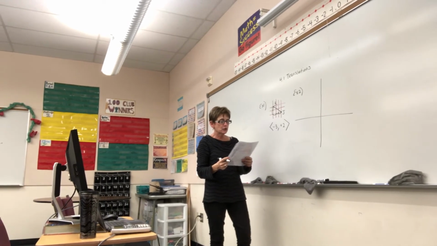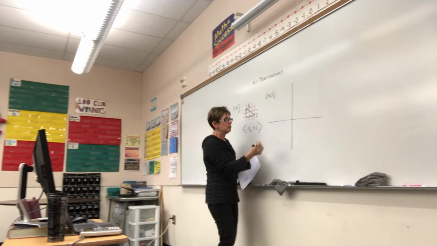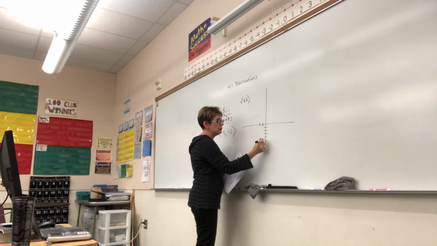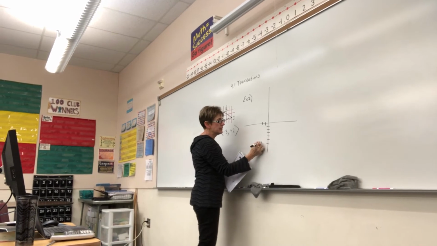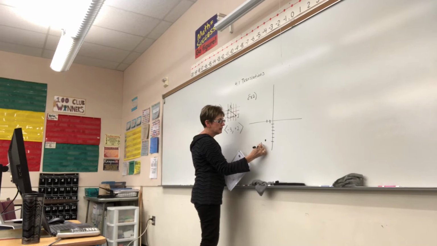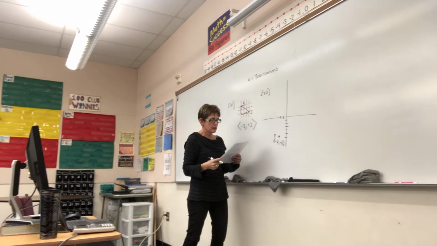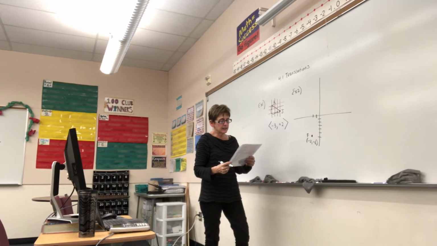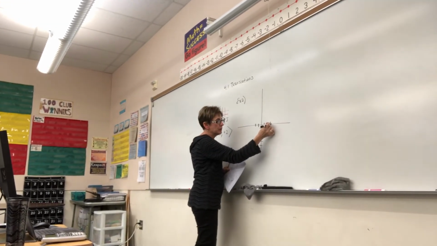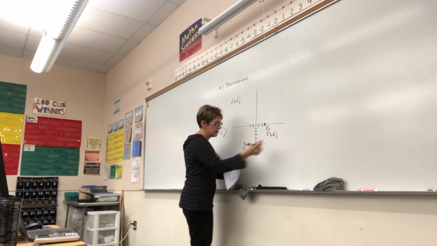We want to look at triangle FGH, where F is at (-2, -6). So let's go to the left 2 and down 6: 1, 2, 3, 4, 5, 6. Left 2, down 6, and that is point F. And then G is at (3, 0). So we're going to go to the right 3, put a point, and label that G at (3, 0).